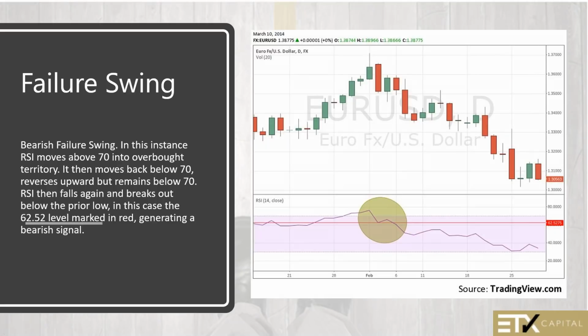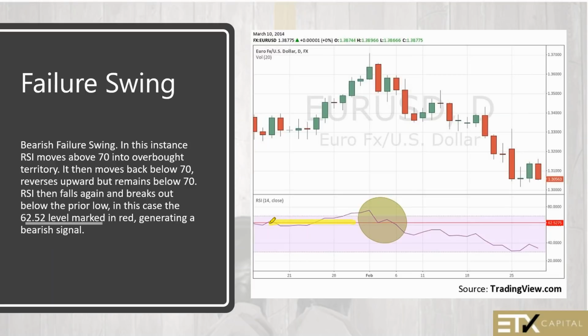So you can see it right here where I've got it circled in gold. That's our 62 level. This is our 80 level. This is our 70 level. We see RSI push above, fall down below, go back into the range here, push back up, but it can't break out of that range, and then falls back below the lowest it had reached previously. Follow me? Let's do it again.